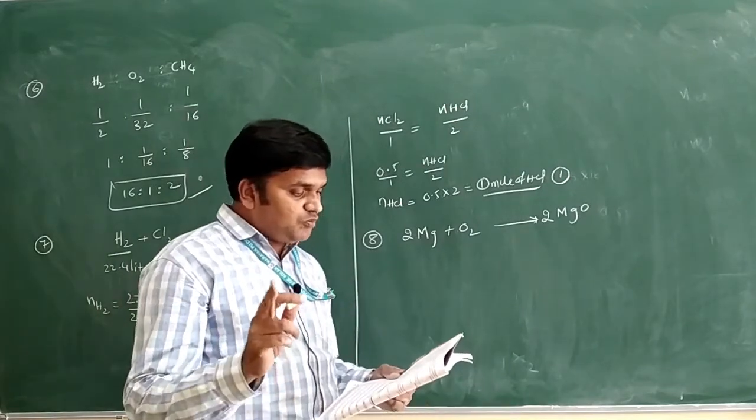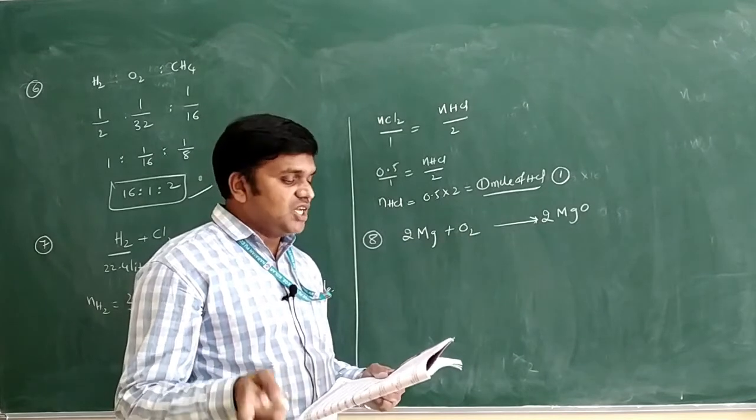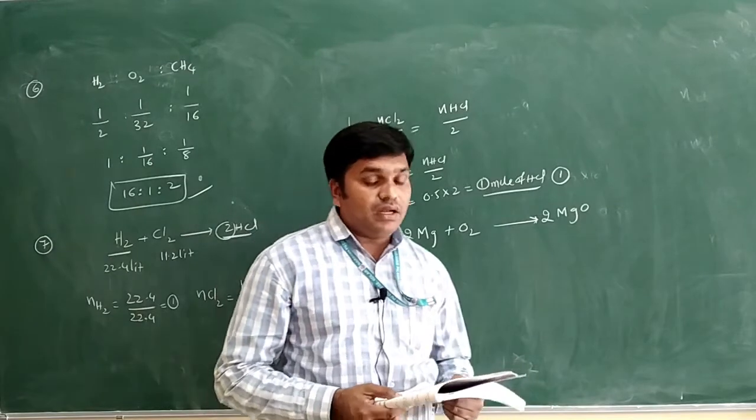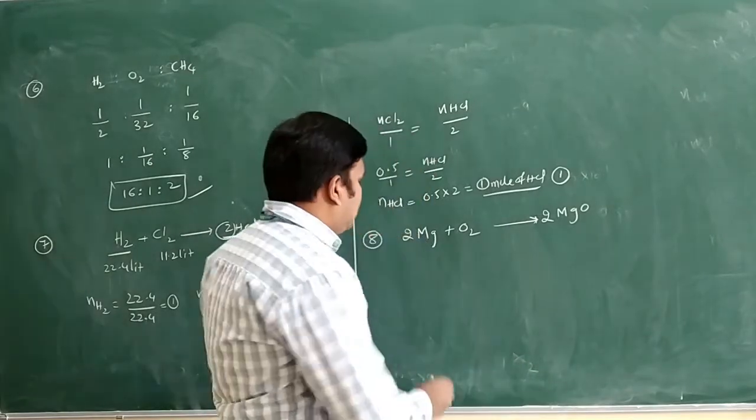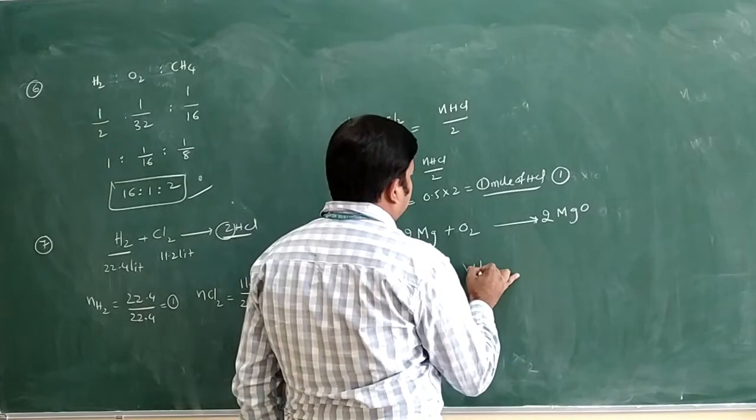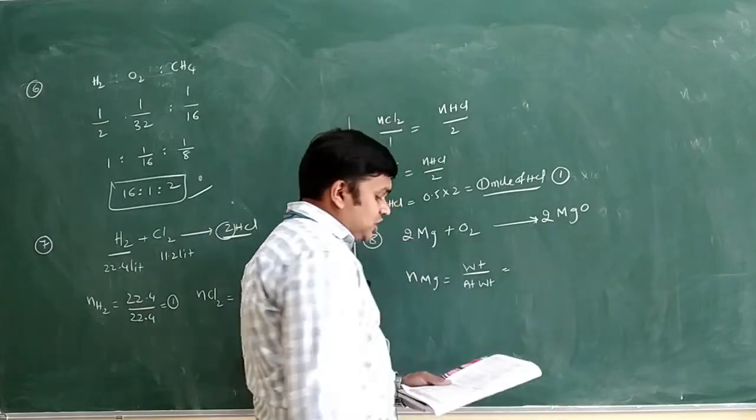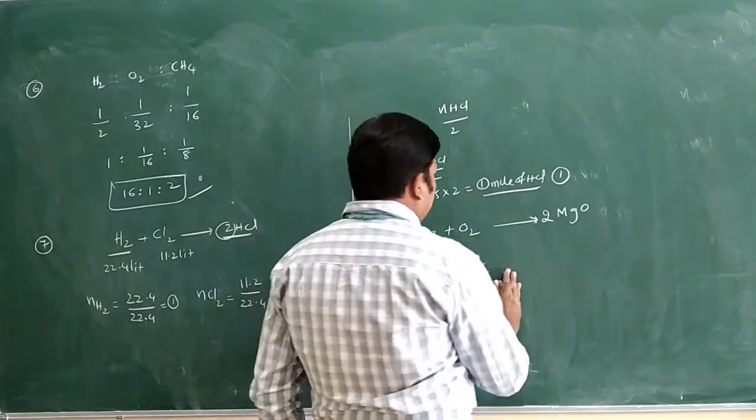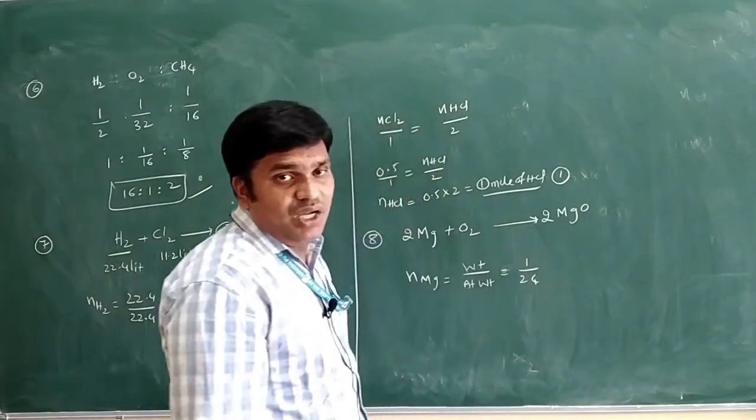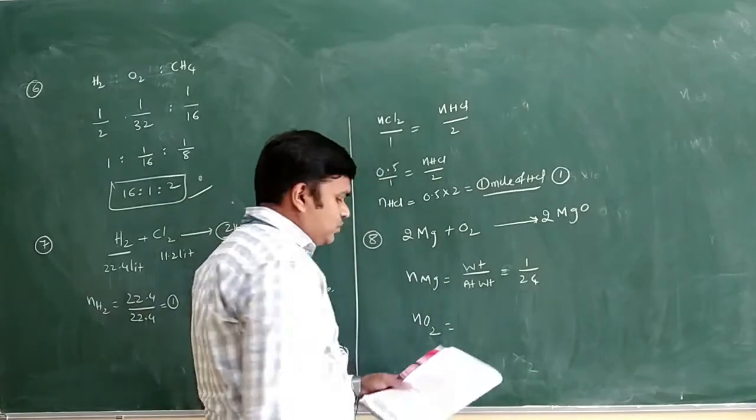So 1 gram of magnesium is burnt with 0.56 grams of O2. From this you can find out the number of moles of magnesium and the number of moles of O2. The number of moles of magnesium is equal to the weight of magnesium by its atomic weight. The weight is given as 1 gram. So this is 1 by the atomic weight of magnesium, which is 24.